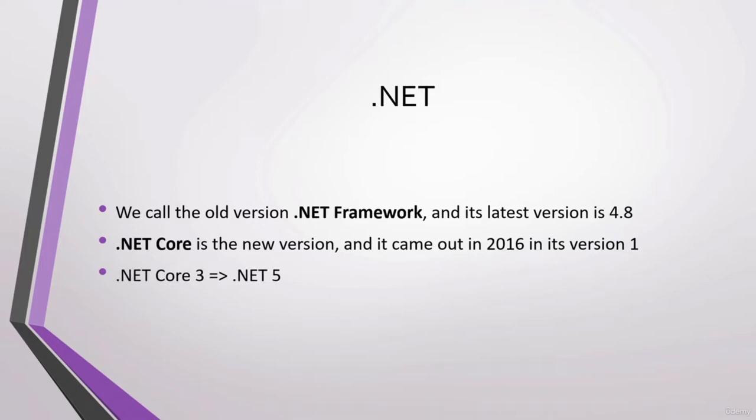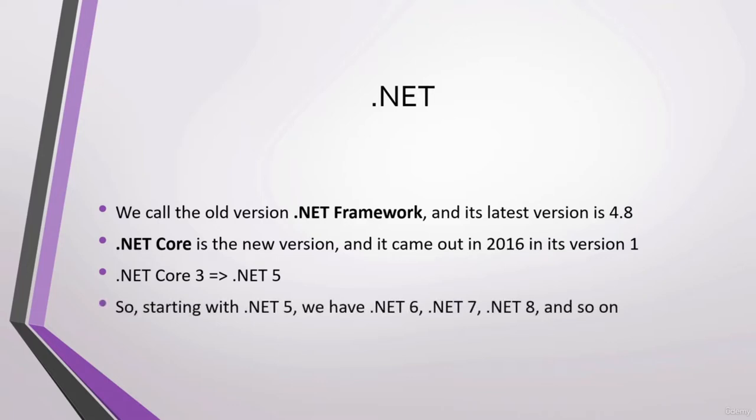But wait, there is more. Since the .NET framework never made it to version 5 and .NET Core did, the marketing geniuses at Microsoft decided to stop calling it Core and just call it .NET 5. So, starting with .NET 5, we have .NET 6, .NET 7, .NET 8, and so on. A version of .NET is coming out in November of each year, so they have a predictable schedule of new versions.